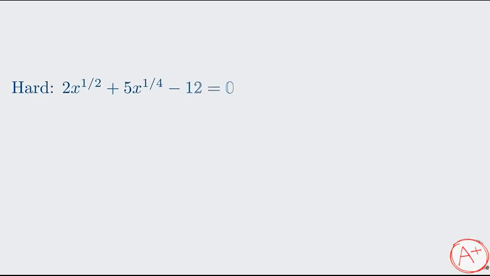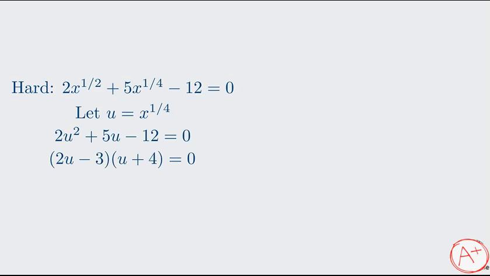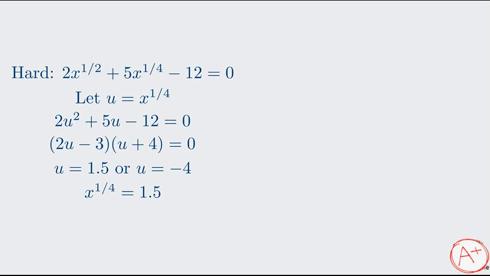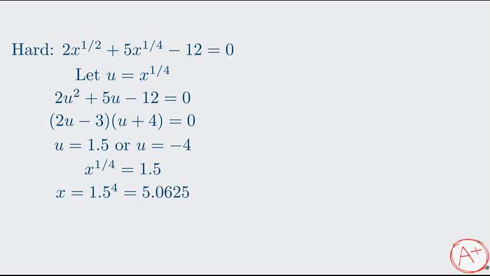Finally, the hard question. 2x to the power of 1/2 plus 5x to the power of 1/4 minus 12 equals 0. Let u equal x to the power of 1/4. The equation becomes 2u squared plus 5u minus 12 equals 0. Factorizing gives 2u minus 3 times u plus 4 equals 0. So u equals 1.5 or u equals negative 4. Substituting back, x to the power of 1/4 equals 1.5. X equals 1.5 to the power of 4, which is 5.0625.